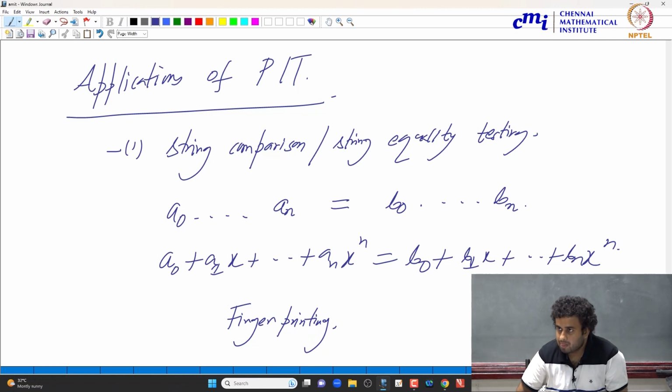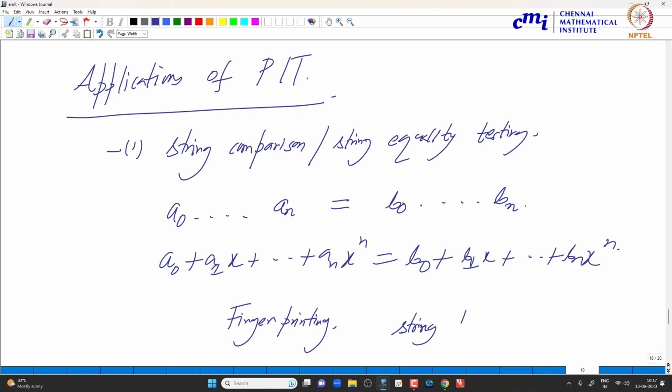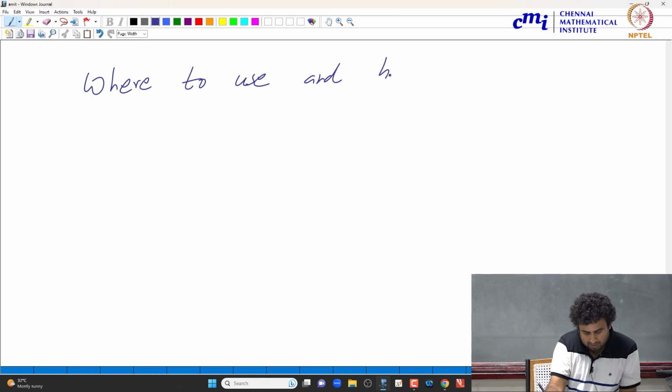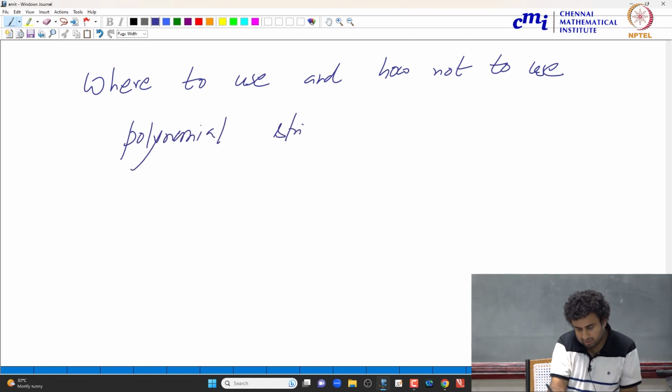Is this similar to string hashing? Yeah, I think this is called string hashing, right? Yes, this is string hashing. You're right. So there is an article that I was checking, about whether PIT is useful for competitive programming. There is an article on where to use and how not to use polynomial string hashing. You may take a look at that. Okay.